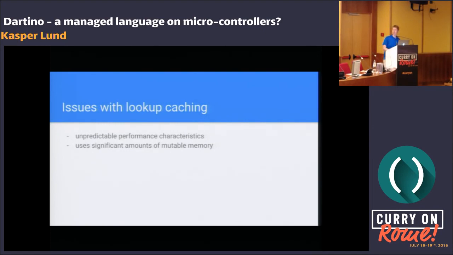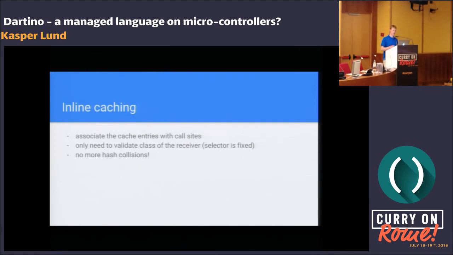The next level up here is to avoid doing the global lookup caching and go for inline caching. I don't know how many people here are familiar with the term. A number of people know what it is. It's actually just saying let's associate the cache entries with the call sites instead of having them in a global table. And that means that for any call site, the selector is a fixed thing. If we do object.foo, object might vary, but the name foo does not vary. So you don't have to check that when you validate that the cache is correct.